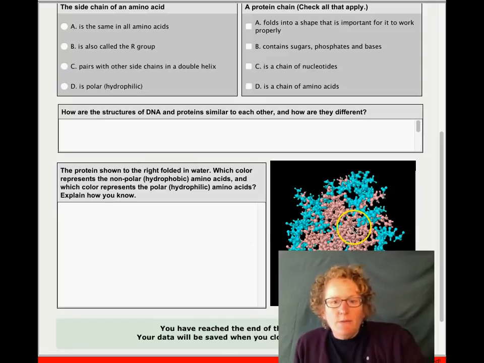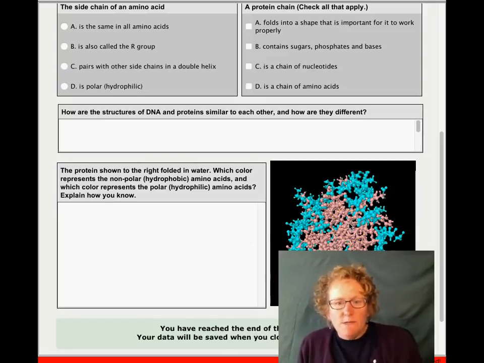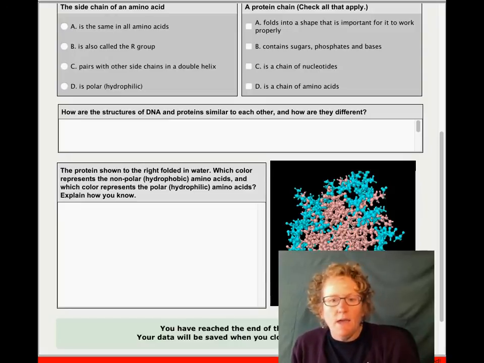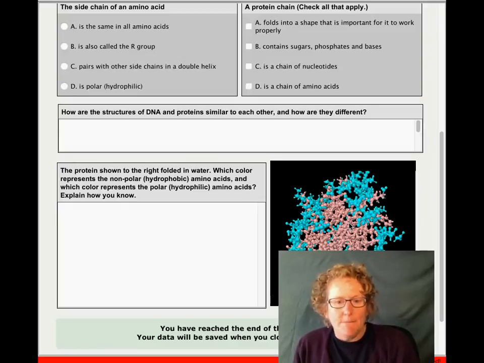The protein on the right here is folded up. Basically, you need to explain what's in the middle and why it's in the middle, what's on the outside, and why it's on the outside.